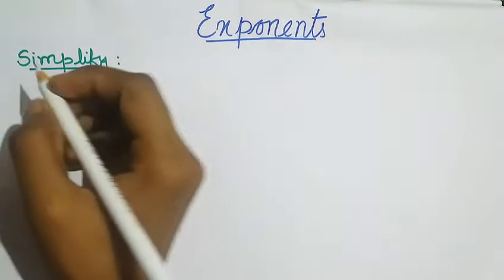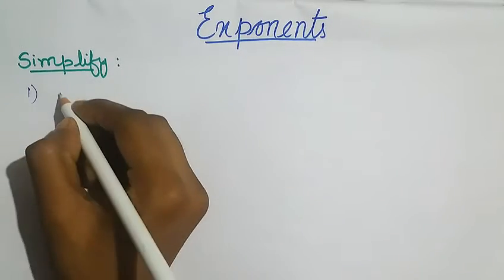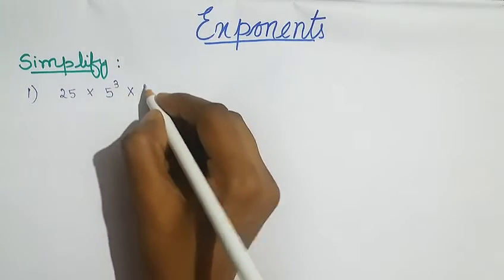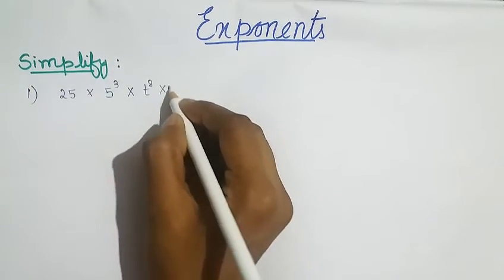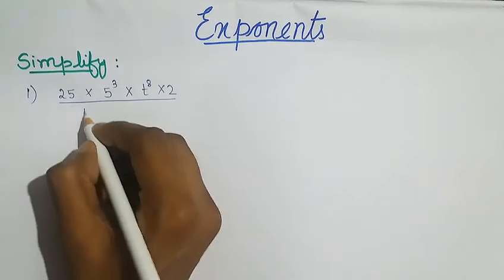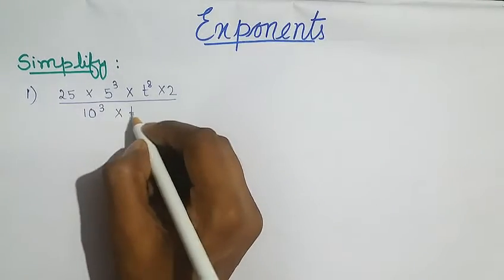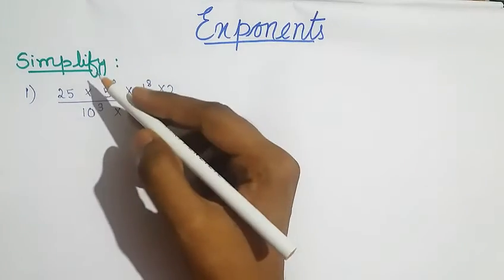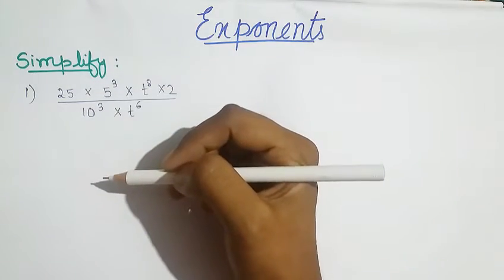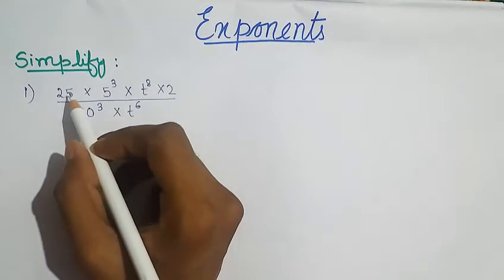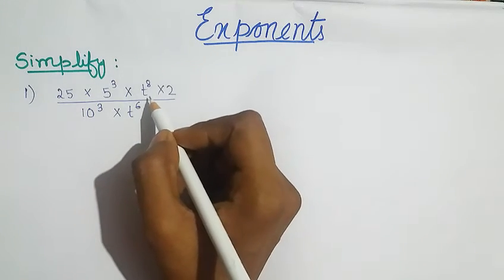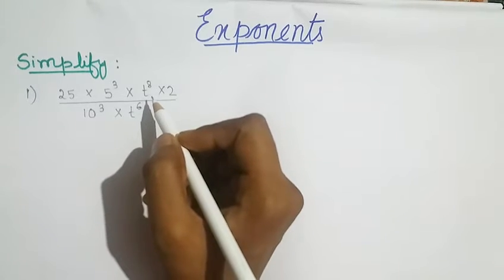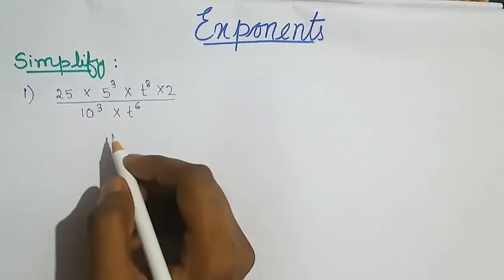So the first question is, we have to simplify the given number, which is 25 into 5 raised to the power 3 into t raised to the power 8 into 2 upon 10 raised to the power 3 into t raised to the power 6. Alright, so we have a complex number given and we have to simplify it, and then we will write it in the exponential form. We can see here they are not only numbers, but variables as well. There is a variable t, it's nothing much, we will treat it as a normal base. Alright, so let's see how we will solve this.